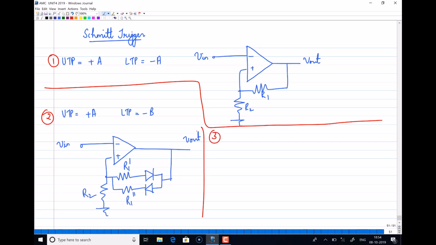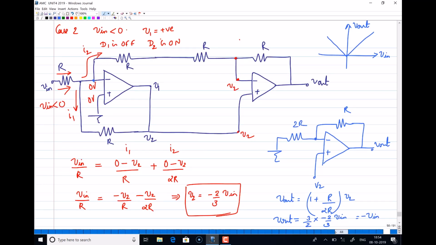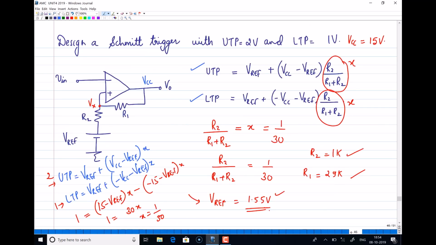Now case 3 is what we discussed just now. UTP equal to plus A and LTP equal to plus B, or the other way also, so minus plus. Connect a reference voltage Vref, and this is your R2 and R1. This is V out. So there we have expressions for UTP and LTP, what we have written just now. These two expressions. With this we can design.